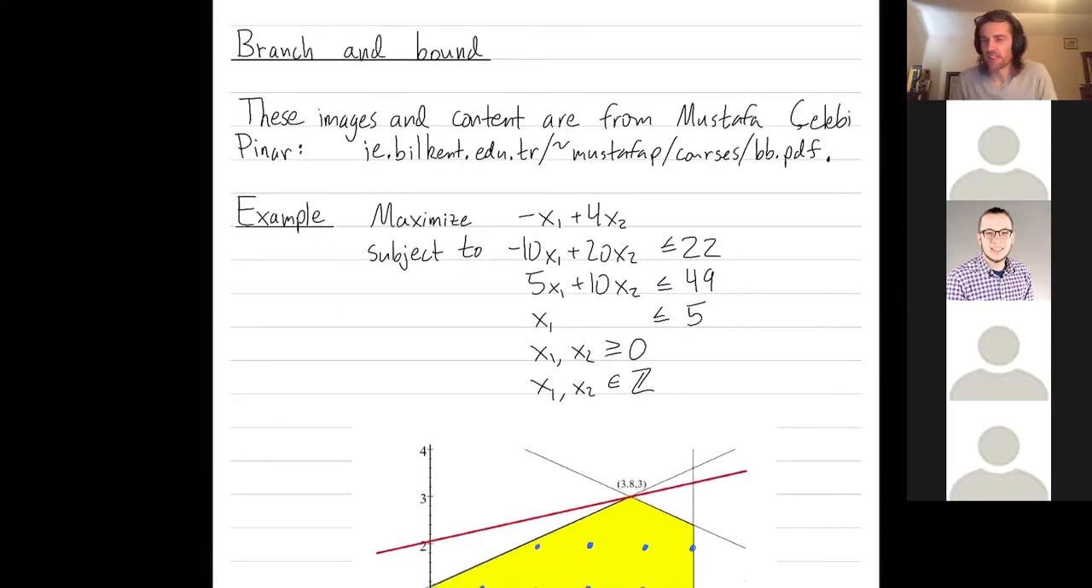So the images and this content are taken from Mustafa Salibi Pinar, and I've included the link to these notes where I've taken this example and the images. So we're going to maximize negative x1 plus 4x2. So that points in this direction. These red lines that I'm drawing are like the level sets of the function we're trying to optimize. So I'm trying to move that red line as far as I can in the upwards direction to maximize this.